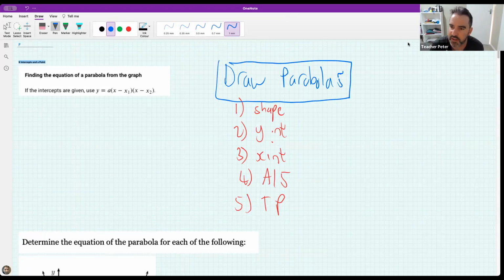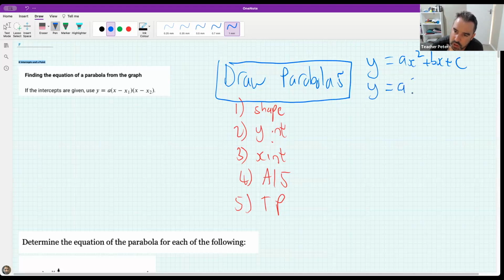We also spoke about the fact that parabolas come in standard form, and they also come in what's called the turning point form, where given the turning point form, the turning point would just be minus p, q.